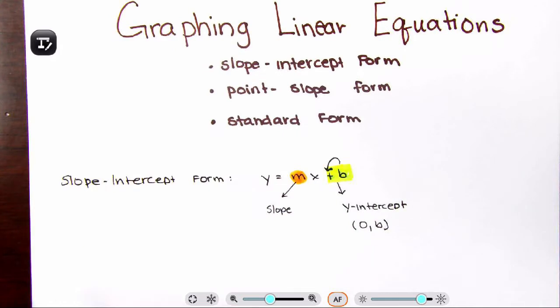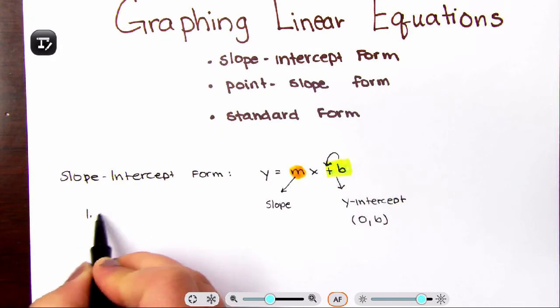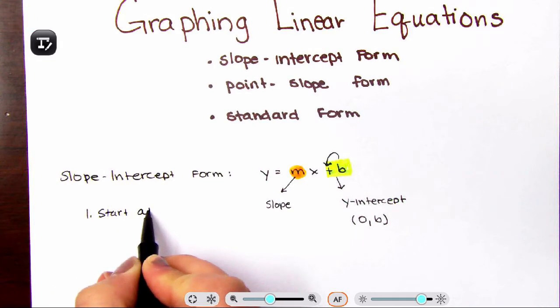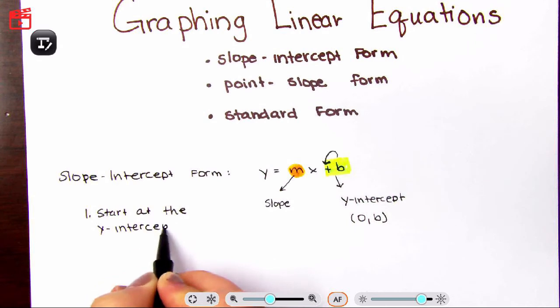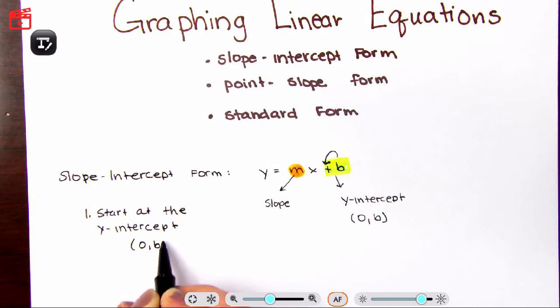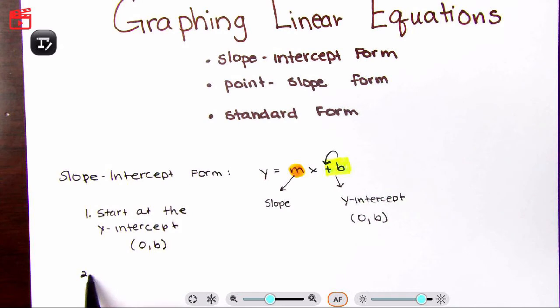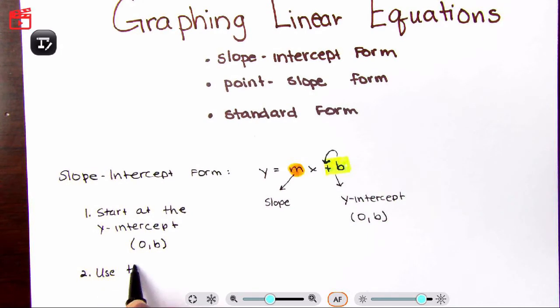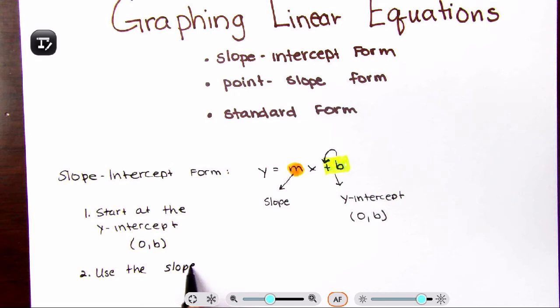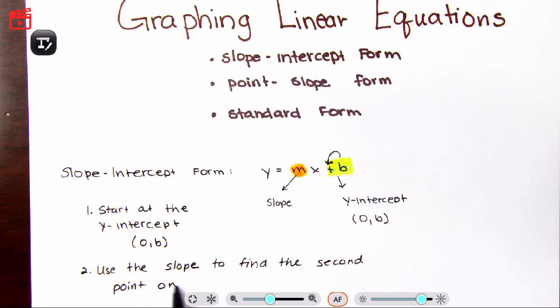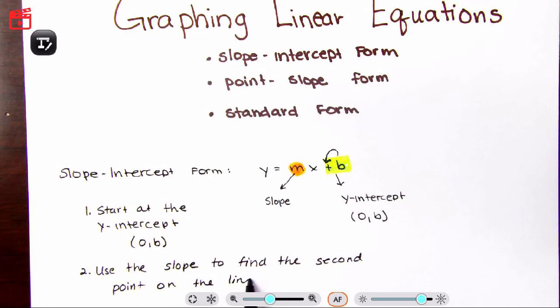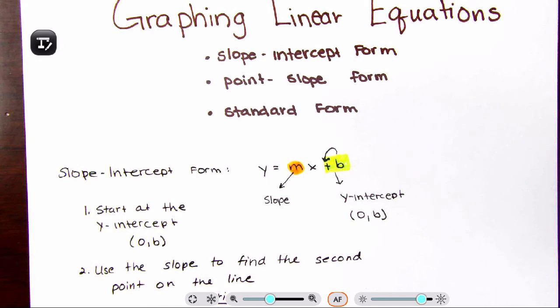So how are you going to graph? Step number 1, start at the y-intercept. So the y-intercept is going to be your 0, comma b. Then 2, use the slope to find the second point on the line. And again, you're going to be using your rise over run.